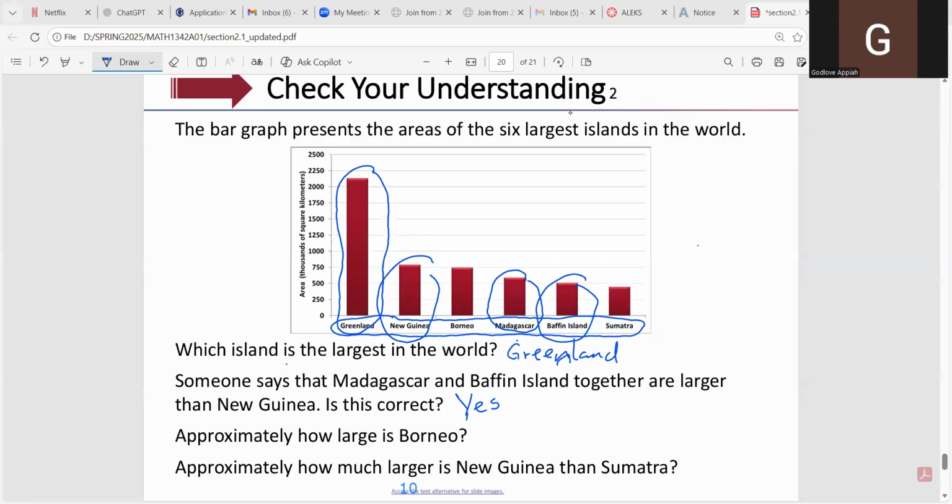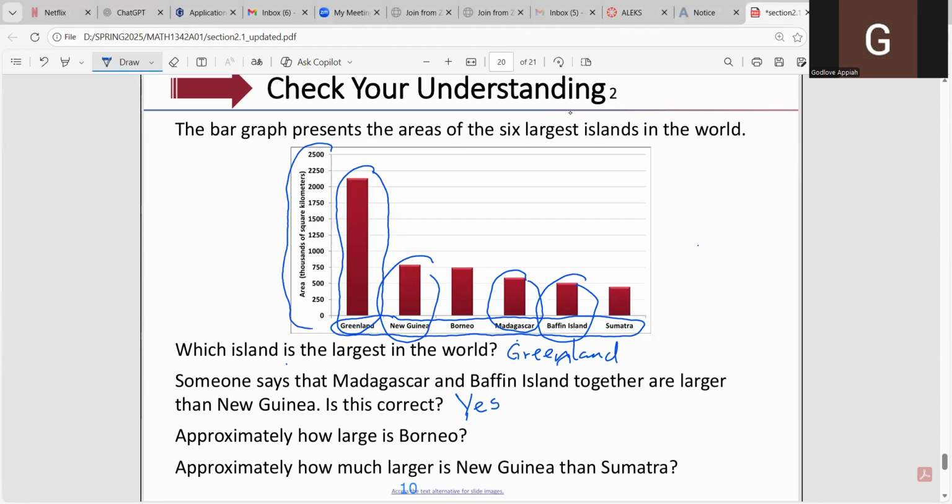So remember, if you tell me it is 750, that is actually wrong. It is not correct. Because if you look at the vertical axis, it says that these values are in thousands of square kilometers. So it cannot just be 750, right? So it should be 750,000 square kilometers. Right? So Borneo Island here corresponds to a frequency of 750,000 square kilometers. Does that make sense to everybody?